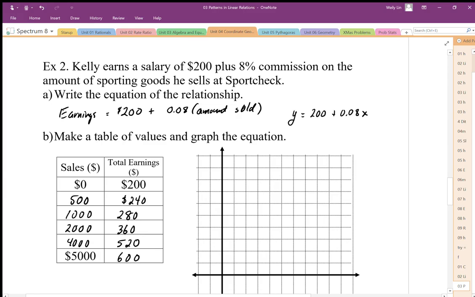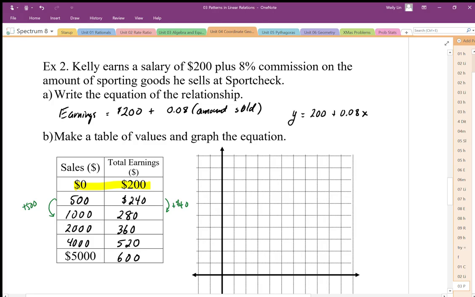Okay, so we have a starting position. That's important. We need to describe slope, or how it changes. So we're going to go from 500 to 1,000. That's plus $500 of sales. We end up with plus $40 of earnings. So that ratio on the outside describes my rate or my slope.